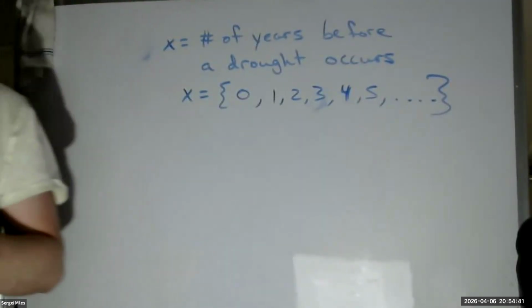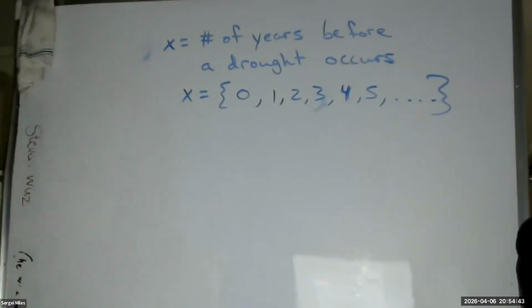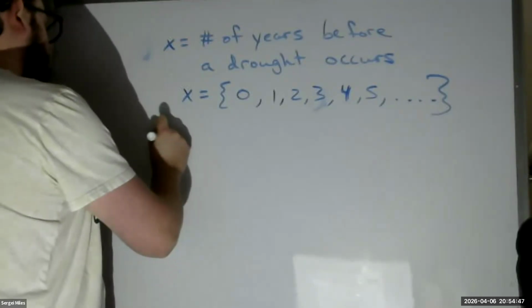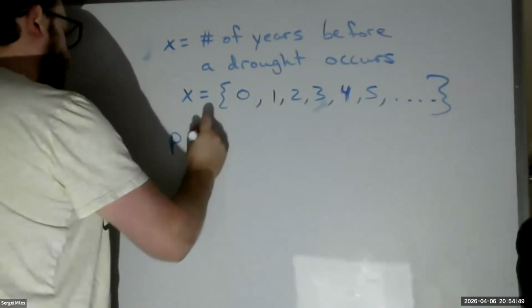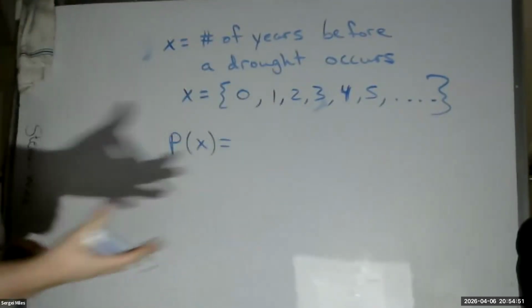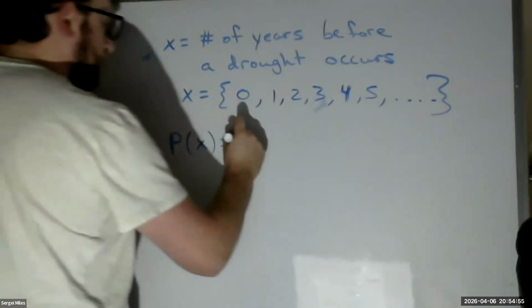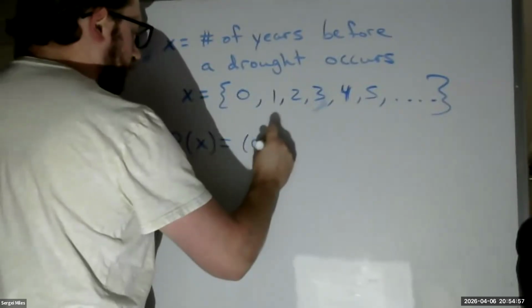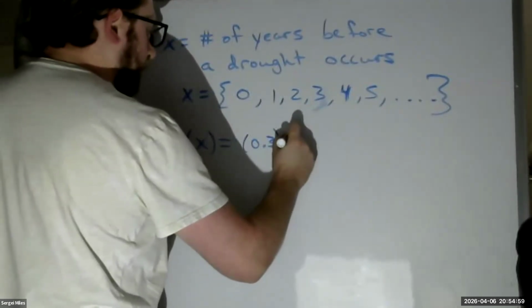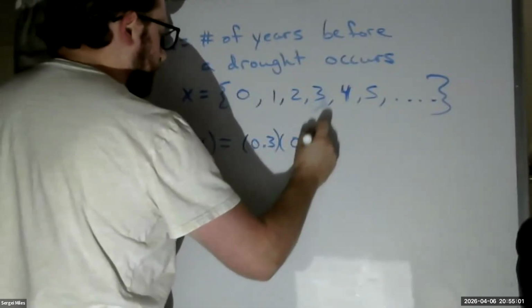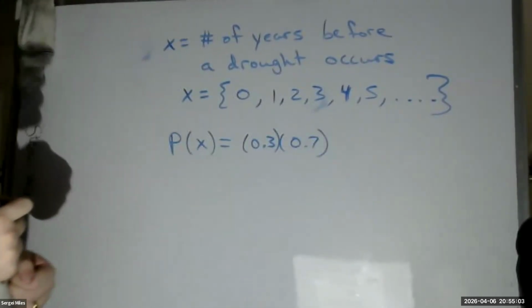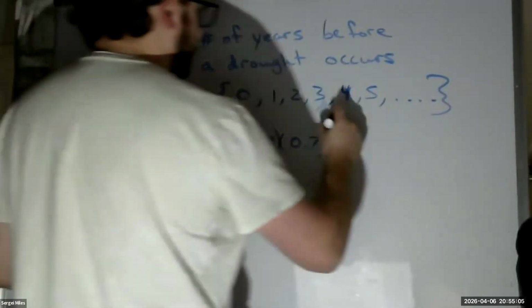All right. Now, from the data they've collected, they are able to create a formula which says, all right, well, the probability that it's going to occur for some x or after some x is 0.3 times 0.7 raised to the x minus 1.